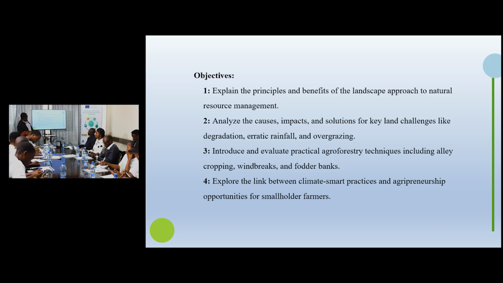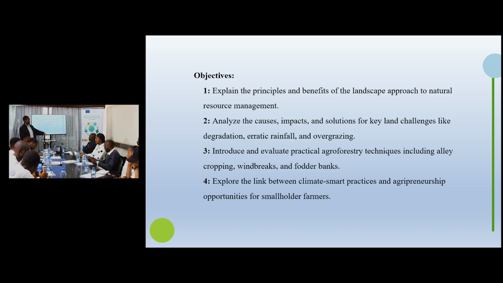Then explore the link between climate smart practices and agripreneurship opportunities for smallholder farmers. This is critical because every plant or every crop that you grow, you must be able to sell in the market. You must be able to get a living out of it. If you are planting maize, you need to get a bumper harvest. You don't just plant maize for the sake of it. Okay? You go to the next step.